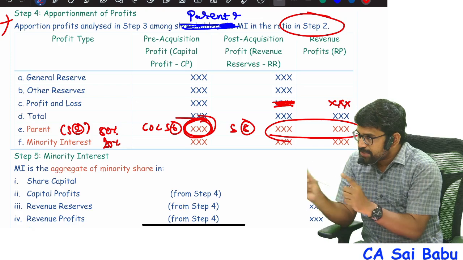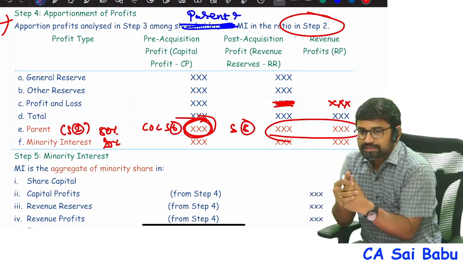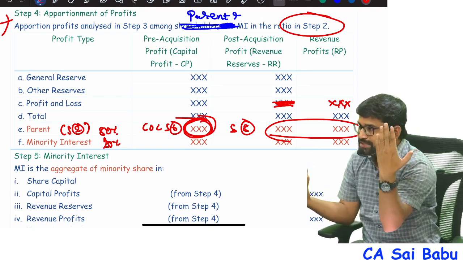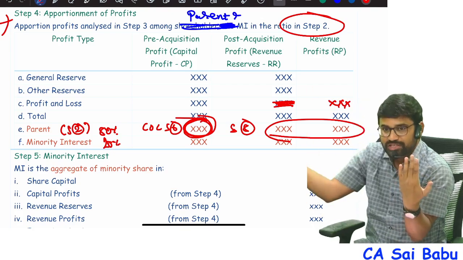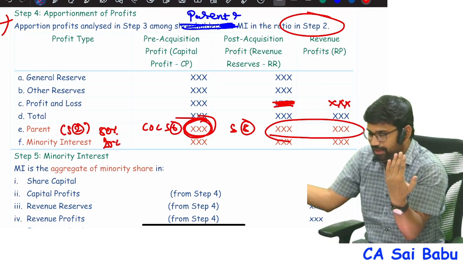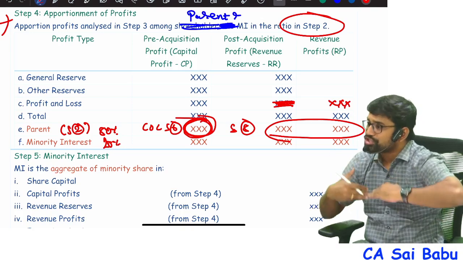Analysis of the subsidiary company reserves. Correct? How are you going to analyze? Pre, post. Pre-acquisition profits are always capital. Post-acquisition profit, or revenue profit, or revenue reserve. Right? Once you have analyzed, then you need to apportion.